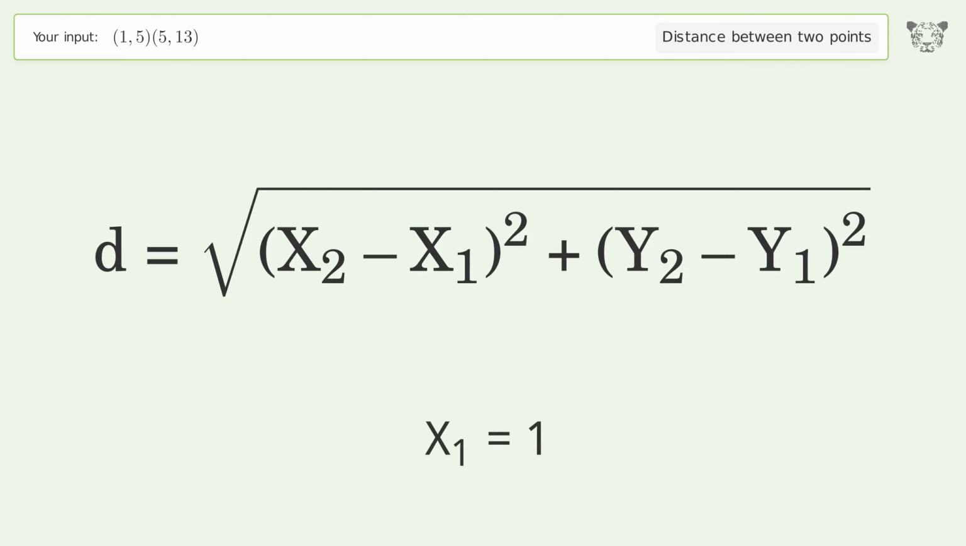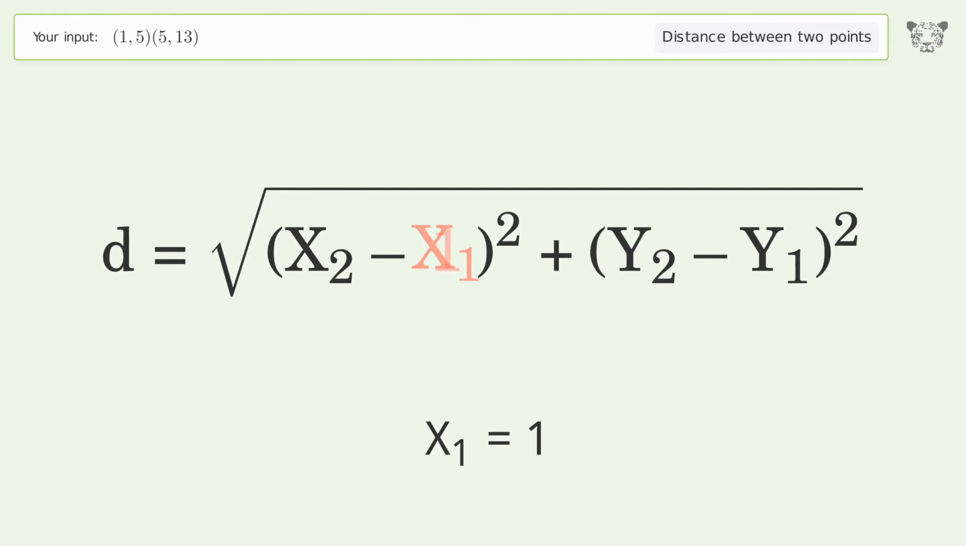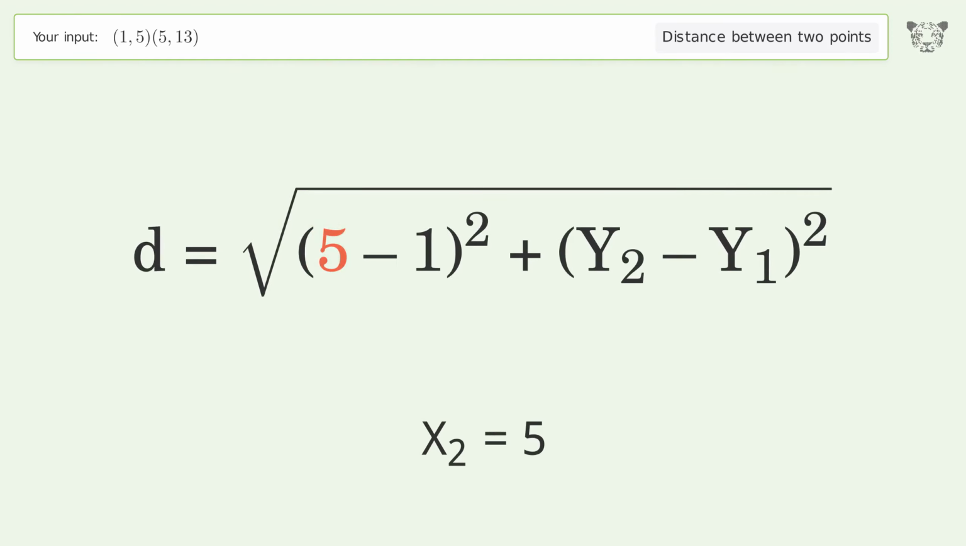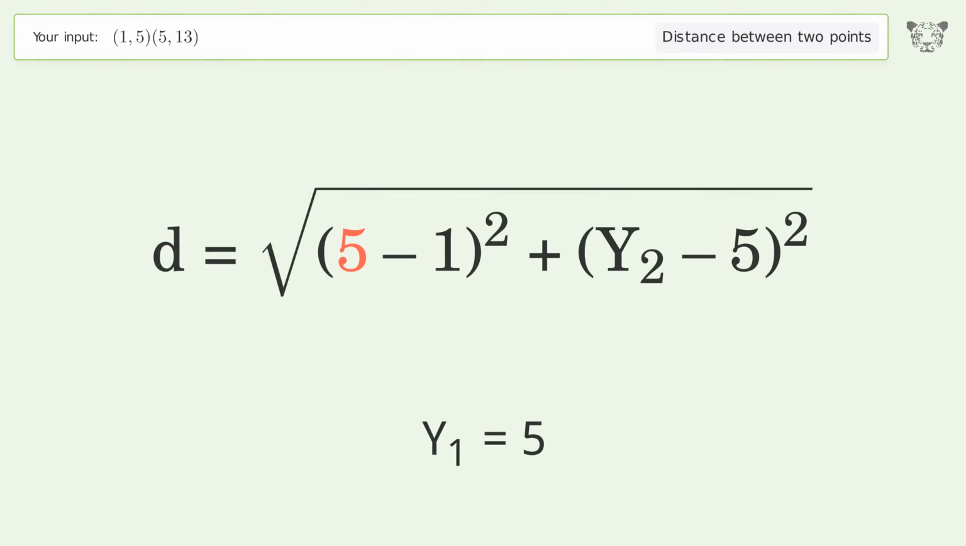x1 equals 1. x2 equals 5. y1 equals 5. y2 equals 13.